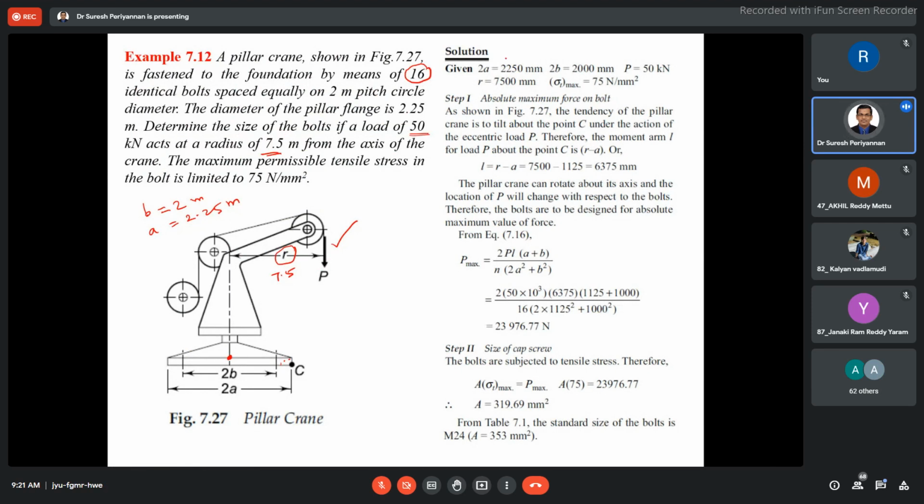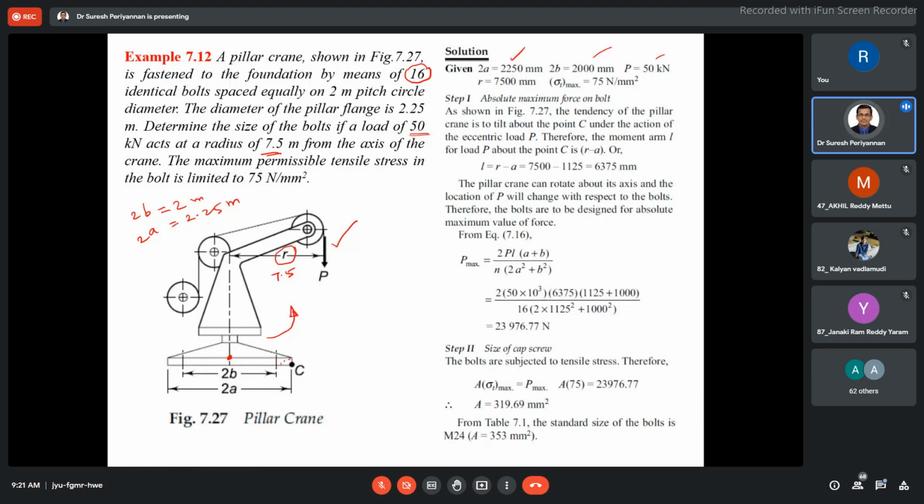Now, 2A is given, sorry, this is 2A, and 2B is given. Okay, 2A given, 2B given. Now, which case are we considering? This is not a fixed condition. The direction of the force changes while rotating the crane.